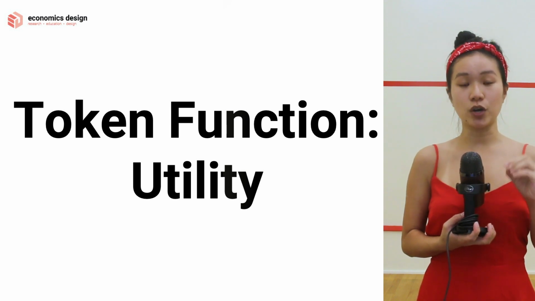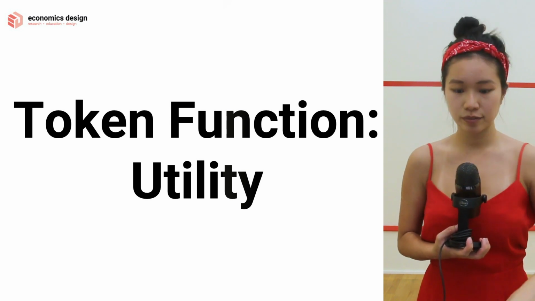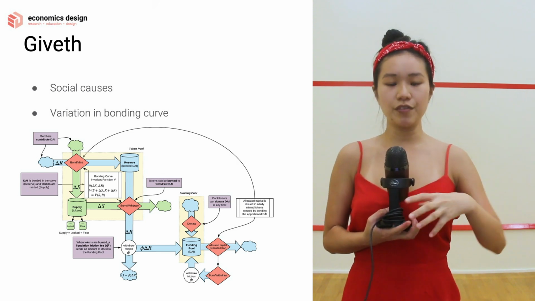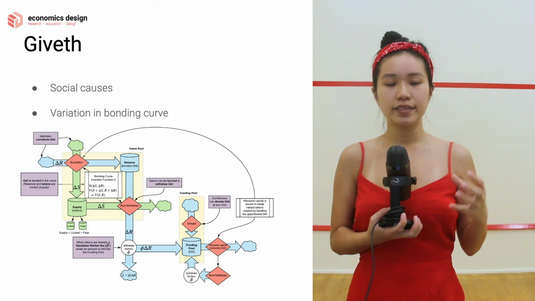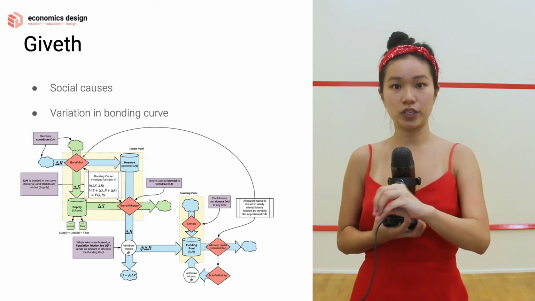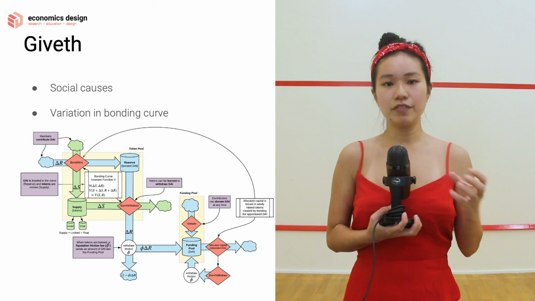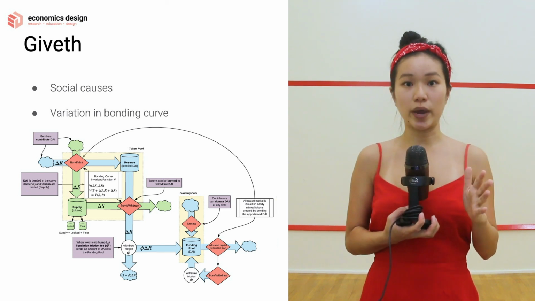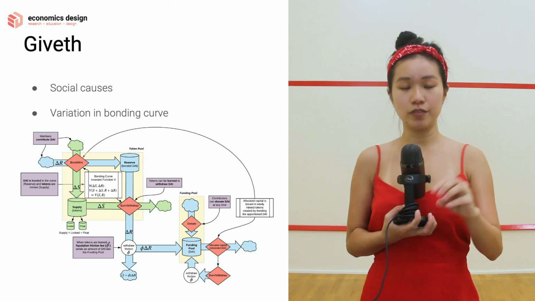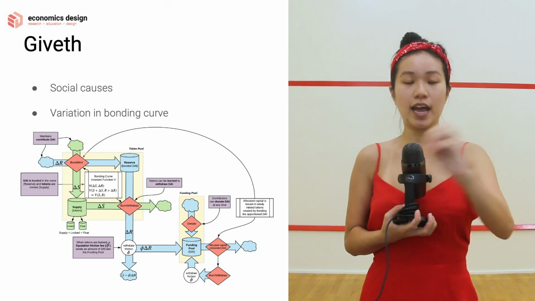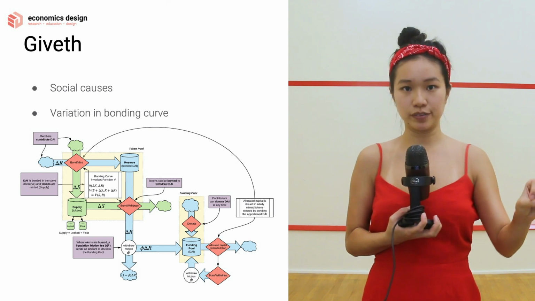In this aspect, we're going to look at 3 different use cases. The first one is Giveth. Giveth is an organization, a platform that supports a lot of different social causes. They have a variation in bonding curves. The bonding curve seems to be slightly complicated, but don't worry. It works in a similar way, where you put money into the bonding curve, let's say DAI, and the bonding curve will be minting X tokens, which is, let's say, Lisa tokens.